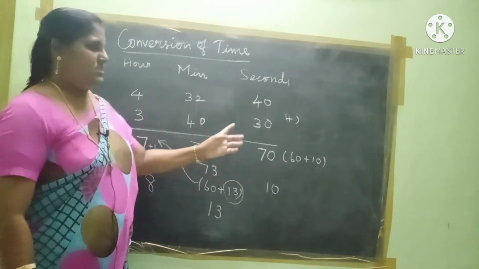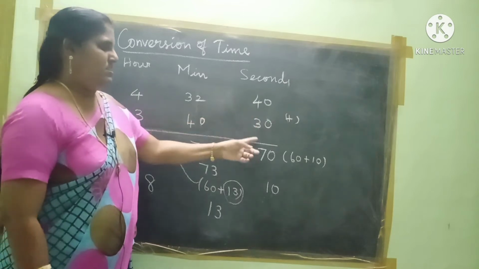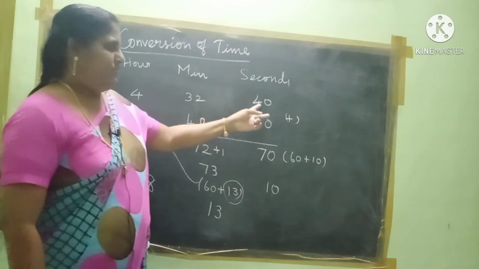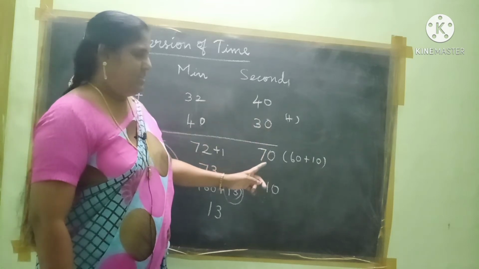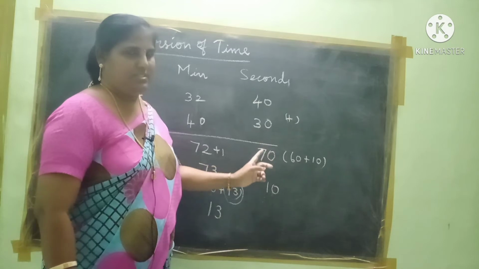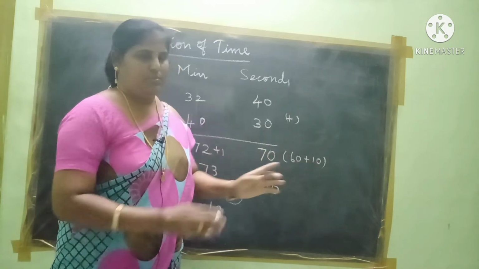First of all, I will explain again. First you add all the numbers. Whatever is given, just add it. Now 40 plus 30, 70. 70 means 60 seconds and 10 seconds. First you have to divide the number.